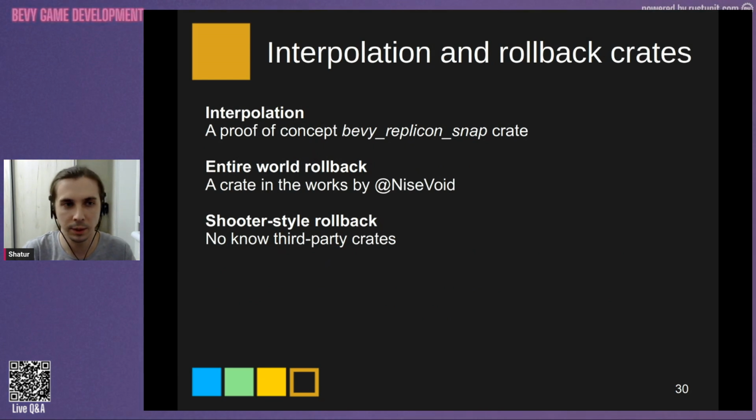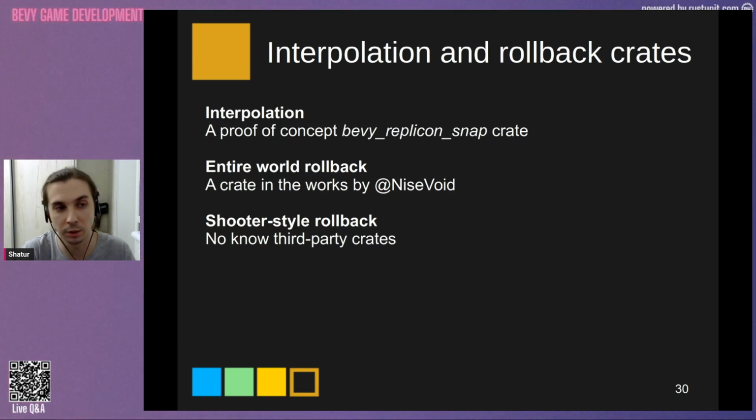And the last thing is what we have right now. For interpolation, we have a proof of concept crate called Bevy Replicon Snap. It allows you to interpolate the state of your components. We have a crate for entire world rollback, but it's in development. You may have heard about it if you hang around in the networking channel in Discord. And for shooter-style rollback, we don't have anything.